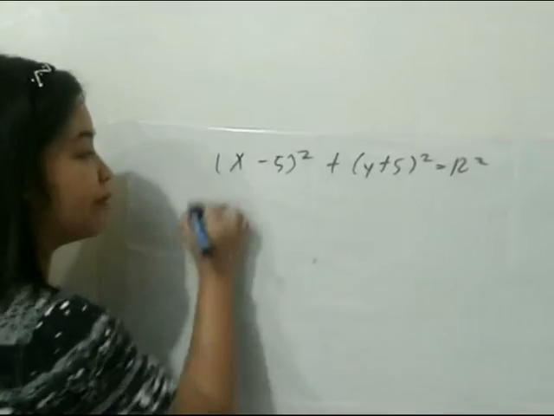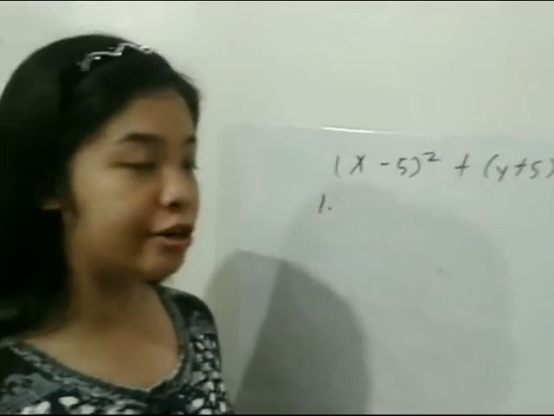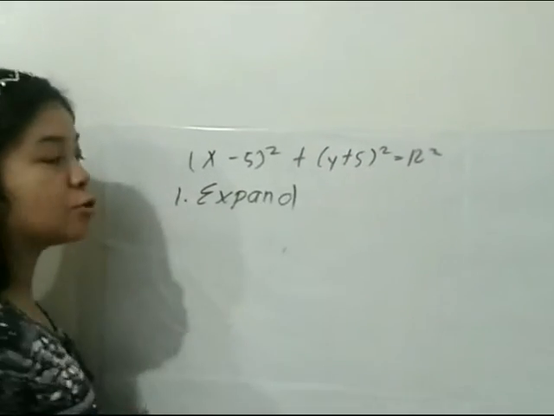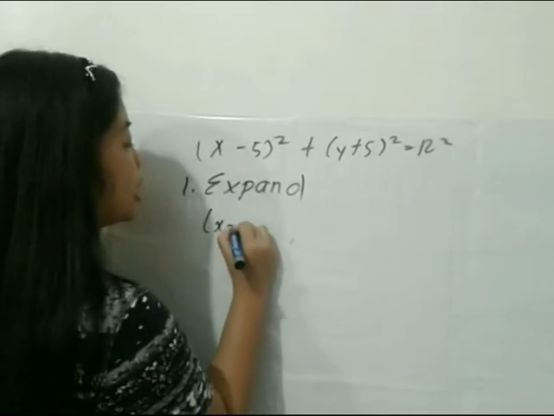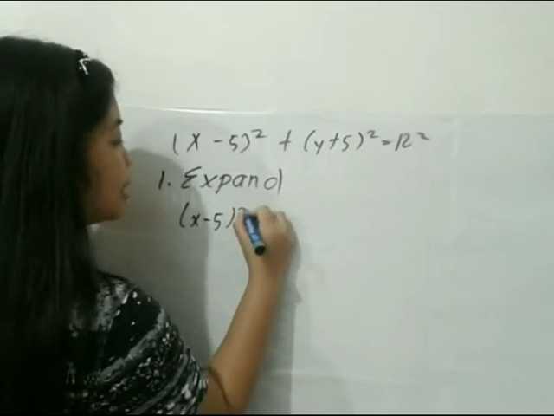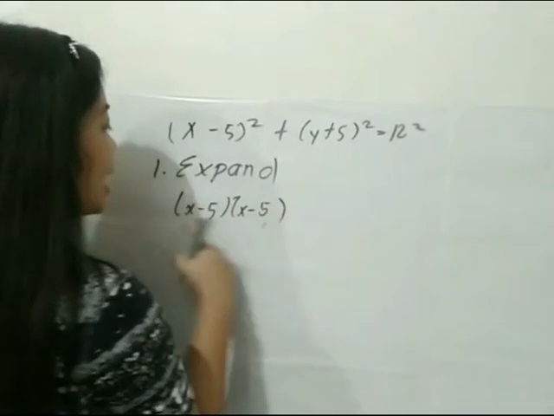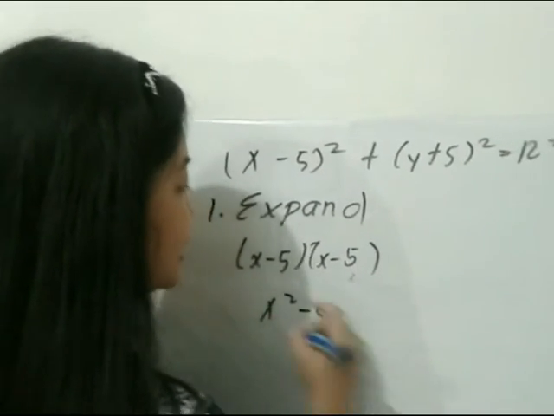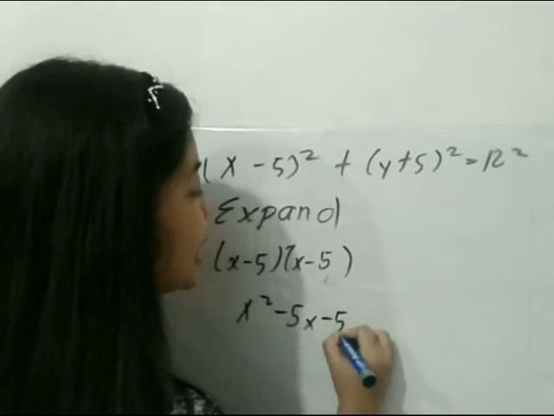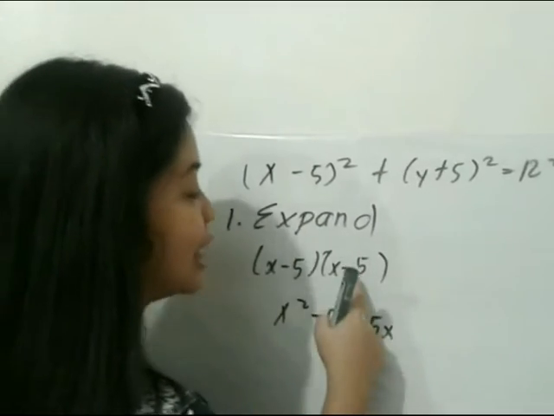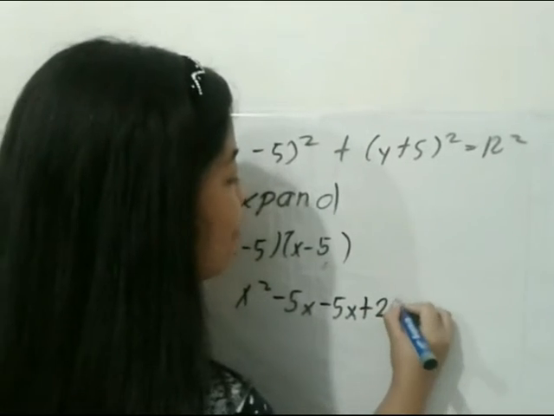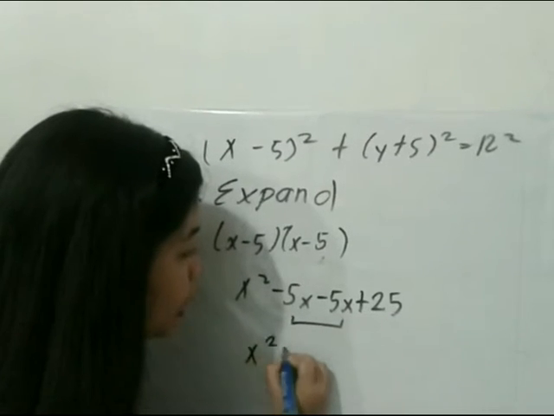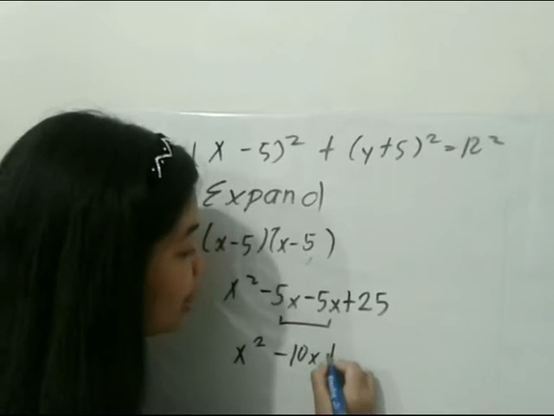Having the standard form, the first thing we need to do to make it general form is to expand the equation. Like what I've said before, since it's squared, we can multiply it by itself. So (x minus 5) times another (x minus 5). x times x, x squared. x times negative 5 would be negative 5x. Negative 5 times x would become negative 5x, and negative 5 times negative 5 would become positive 25. To simplify it, again, we combine the like terms, and that would be x squared minus 10x plus 25.